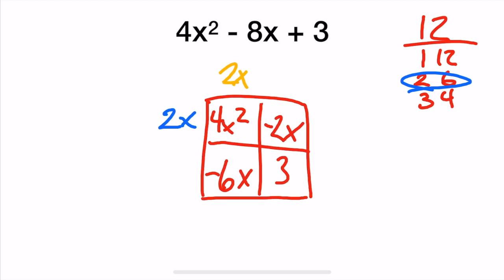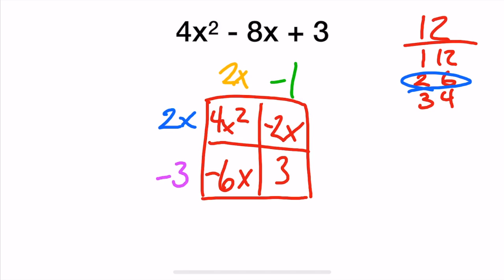Now let's try another one. In this case, negative 2x and 3, our greatest factor we're going to actually say is negative 1. Negative 6x and 3, our greatest factor is negative 3.